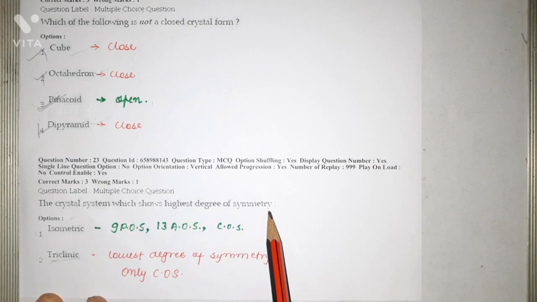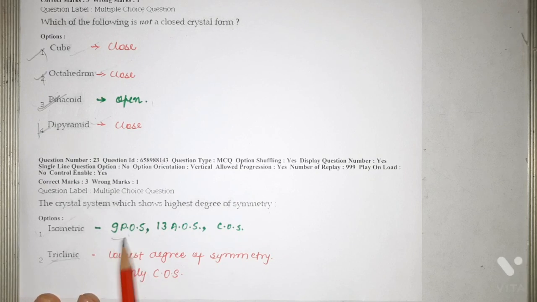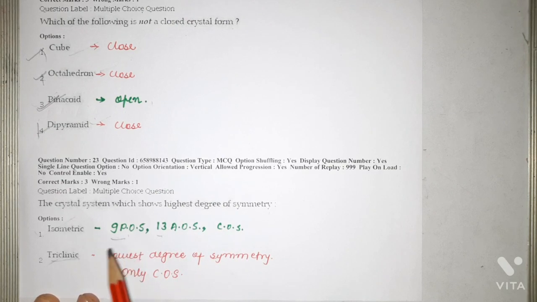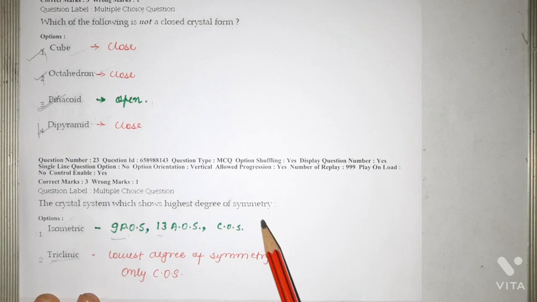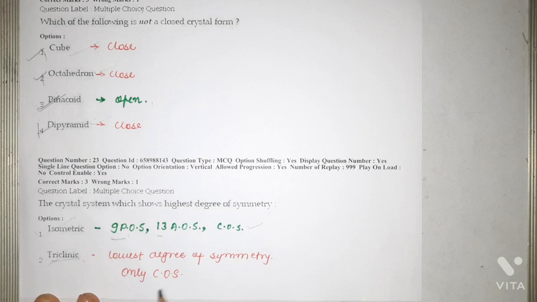Coming to the next question. The crystal system which shows the highest degree of symmetry. So the normal class of the isometric crystal system represents the highest number of planes of symmetry, that is 9, the highest number of axes of symmetry, that is 13, and a center of symmetry is also present. So clearly the isometric crystal system shows the highest degree of symmetry, while the triclinic crystal system shows the lowest degree of symmetry, in which only a center of symmetry is present.